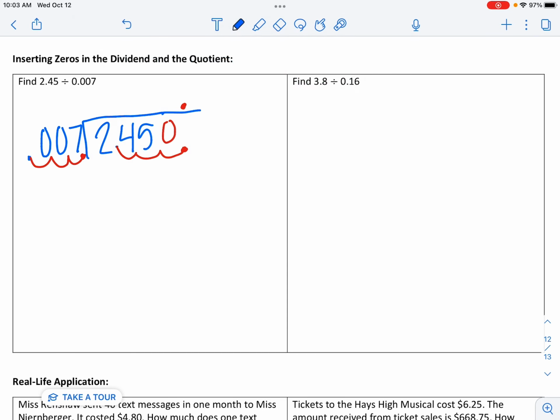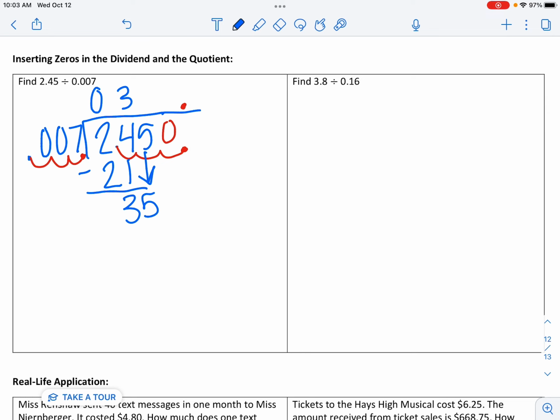So 7 cannot go into 2, so I'm going to put a 0. 7 can go into 24 3 times. 3 times 7 is 21. And we subtract. 24 minus 21 is 3. You bring down your 5.